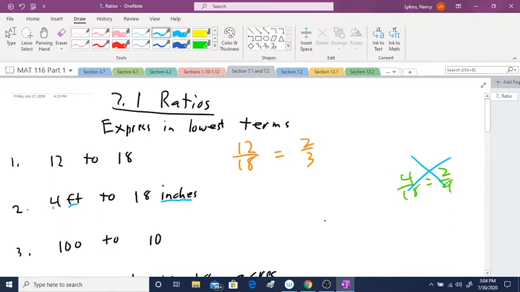So what I want to do is I want to take feet. How many inches are there in a foot? There's 12. So 4 times 12, that means there's 48 inches. So now what I can do is put 48 over 18. And 6 goes into both of those, 8 and 3. That's the answer I'm looking for.